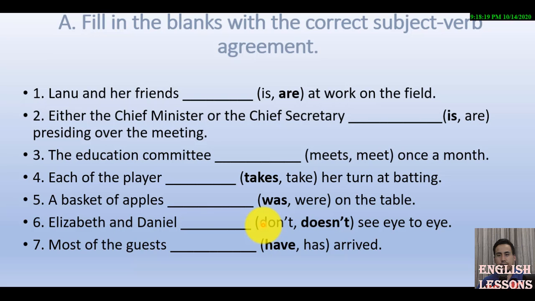Don't steal. So remember, it's mostly with command. Here, Elizabeth and Daniel, the correct answer will be "doesn't see eye to eye." They doesn't see eye to eye.